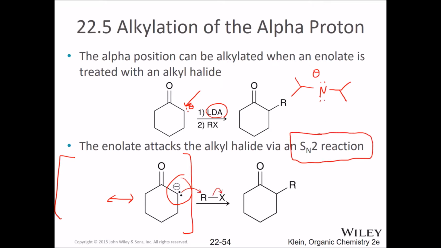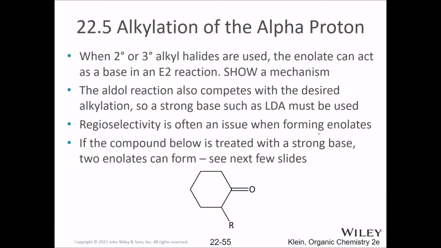Via an SN2 reaction. You've seen that 100 times. Now when secondary or tertiary alkyl halides are used, the enolate can act as a base in an E2 reaction. Pause the video now, draw that out, and show what that does to the enolate. That's the question: what does it do to the enolate?